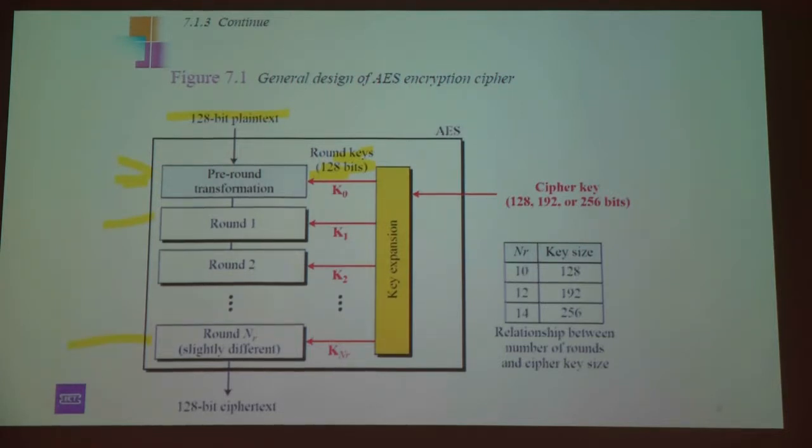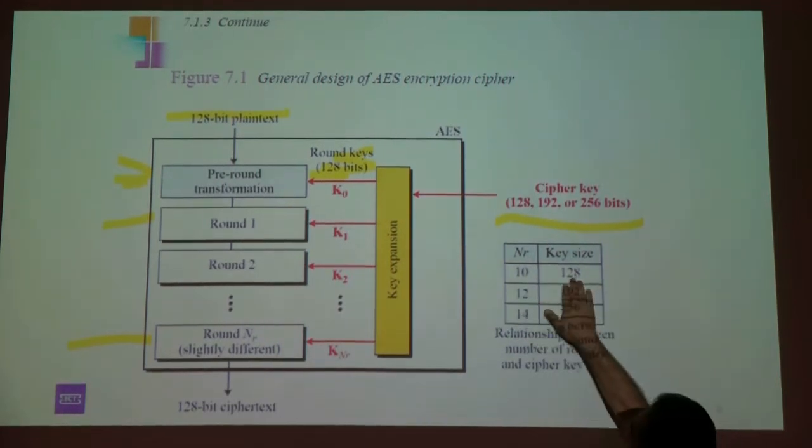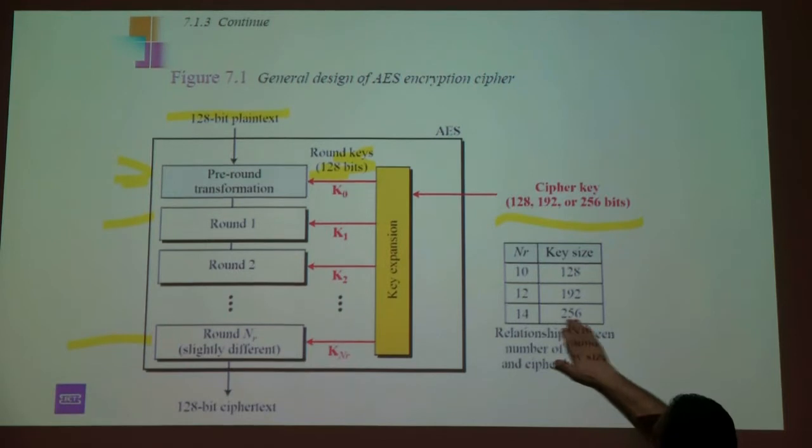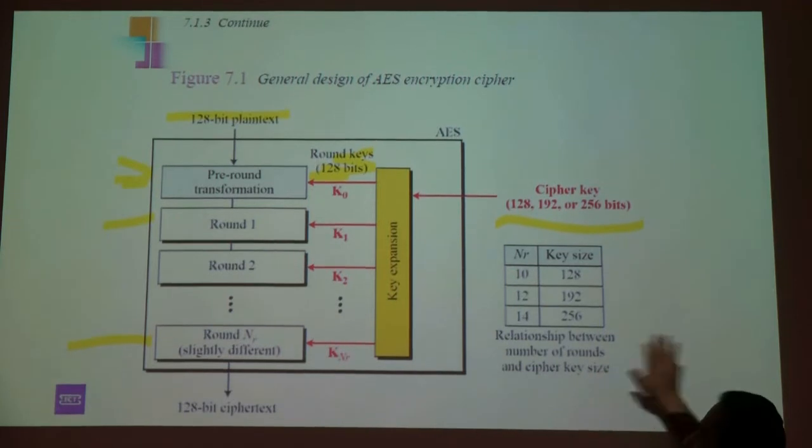Okay, let's focus on the first model, which has 10 rounds. How many keys are we going to have? 11, from K0 to KNR. What is NR? The number of rounds. Just for your information, the key could be 128 bit, or 192 bit, or 256 bits. Depending on the number of rounds, I know the key size. 10 rounds, 128; 12 rounds, 192; 14 rounds, 256. That is the relationship between the number of rounds and the cipher key size.